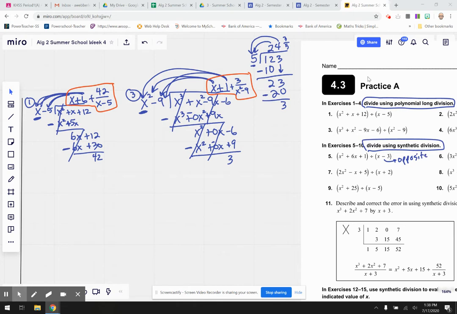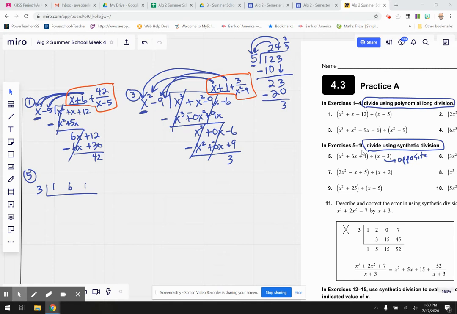Okay, so watch this. I'm going to come over here and put a number 5. And the opposite of negative 3 would be a 3. Then what we want to do is put that little symbol like that, and then put the numbers that are coefficients. Like the number in front of this x squared would be a 1. This number here is a 6, and this number is a 1. So we're going to put a 1, a 6, and a 1. Okay, so the first thing we're going to do is just bring this first one down.